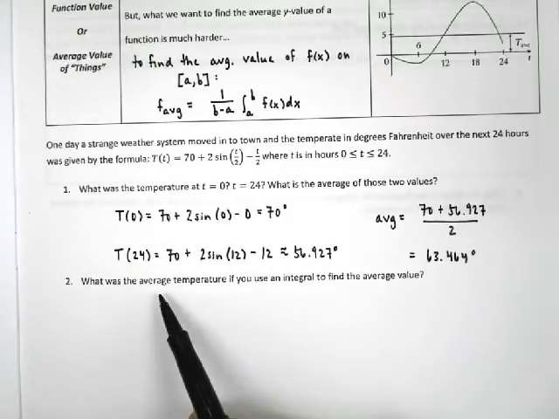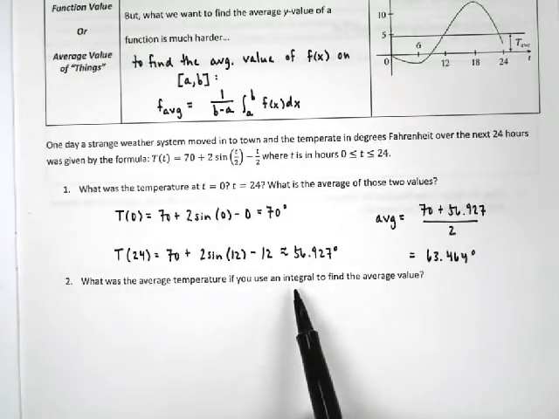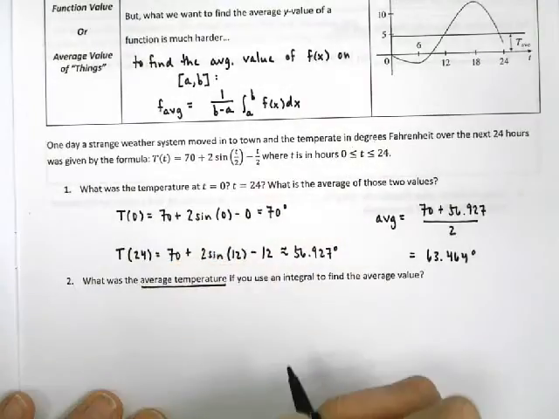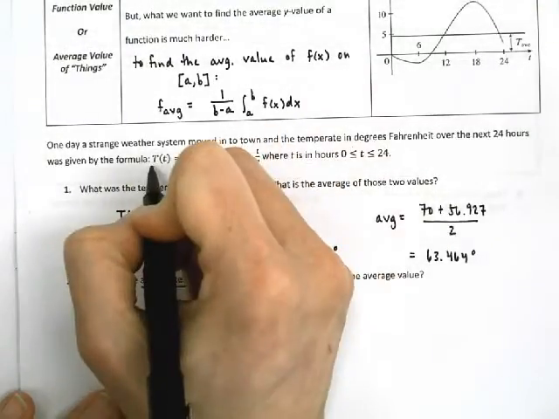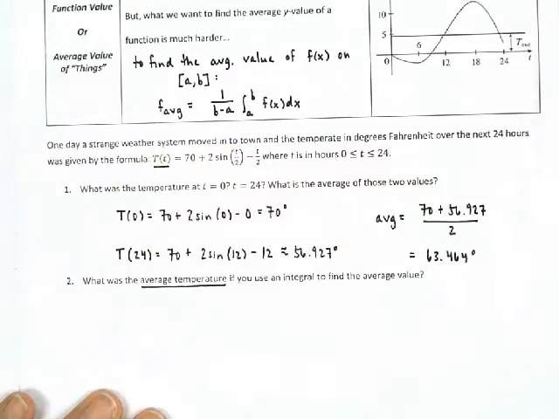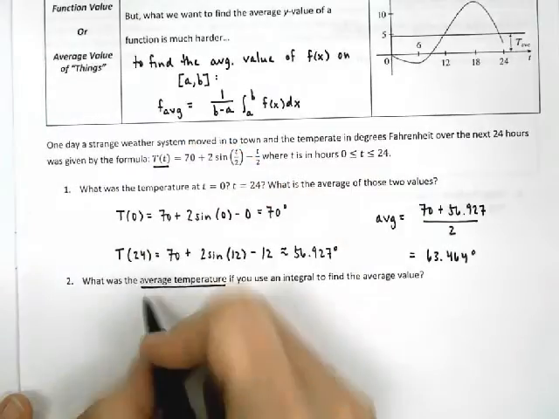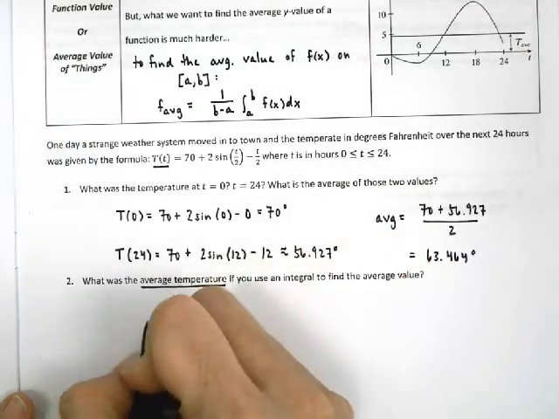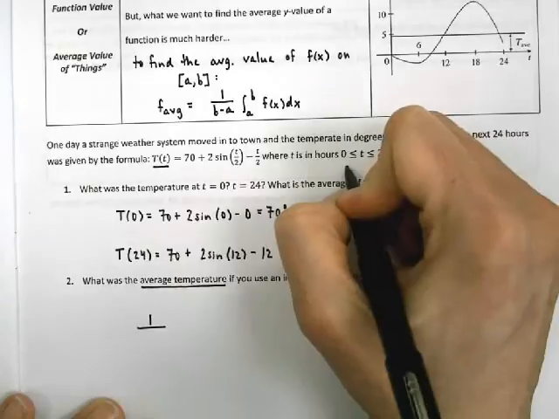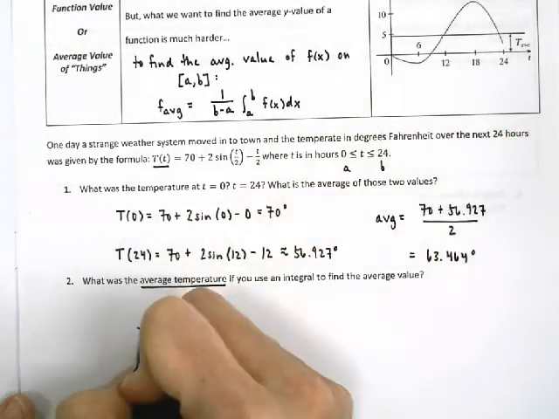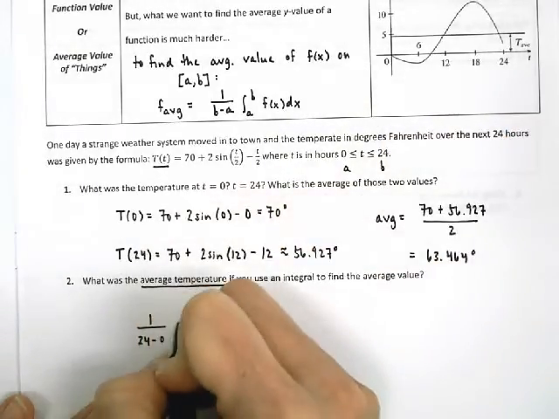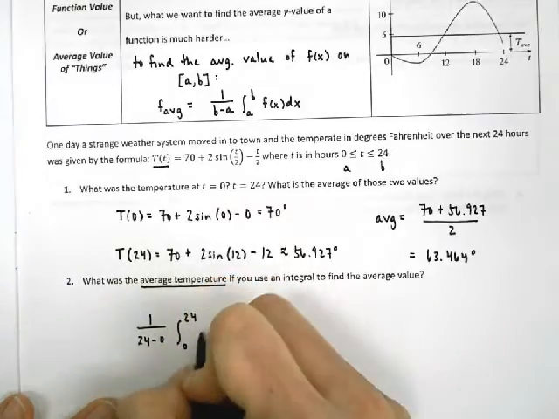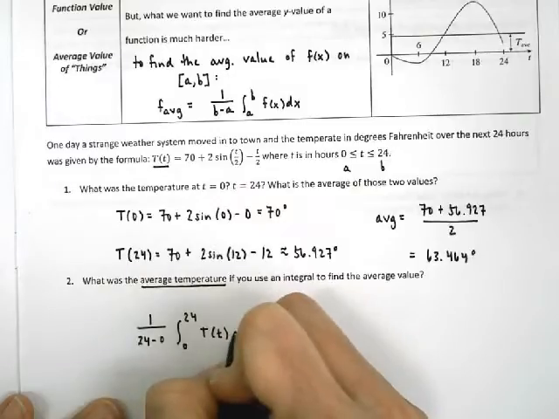Now, this is asking what is the average temperature using an integral. Again, I'm trying to find the average temperature. My function is a temperature function, so we're just going to find the average value. So, average temperature, my interval is from 0 to 24. Again, that's my A and B. So I have 1 over 24 minus 0 times the integral from 0 to 24 of my temperature function.